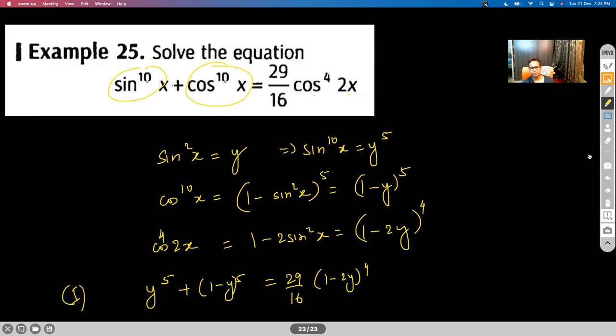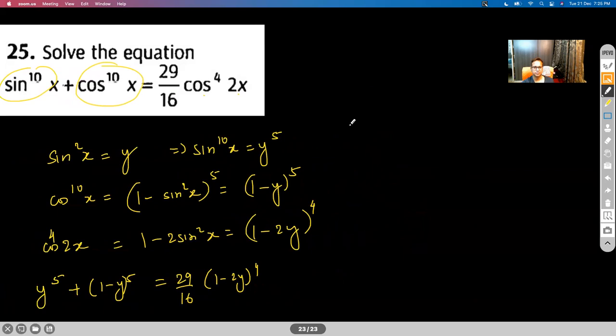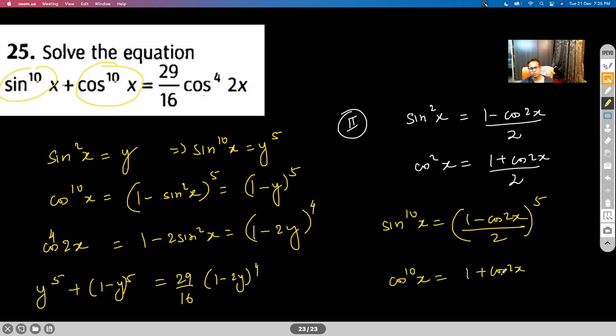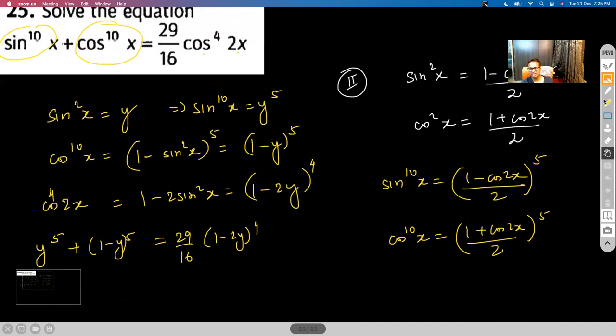This is one way. The second way is, I know that sine square x is (1 minus cos 2x) by 2, and similarly, cos square x is (1 plus cos 2x) by 2. Correct? Yes or no? So sine to the power 10x, I'm going to write as ((1 minus cos 2x) by 2) to the power of 5, and cos to the power 10x, I will write as ((1 plus cos 2x) by 2) to the power of 5.